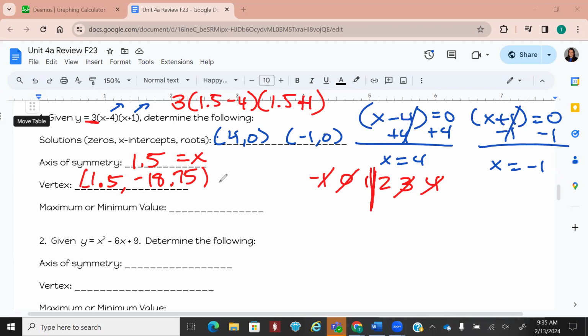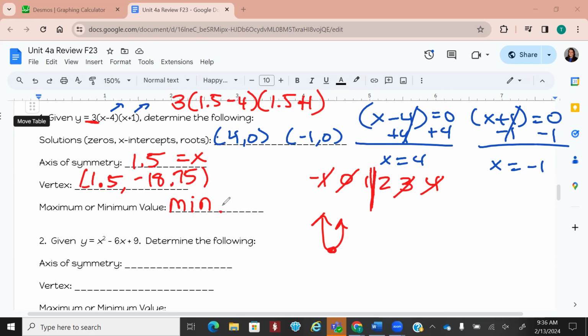Okay, is this a minimum or a maximum? And how do we know? Well, isn't this equation positive? Like there's no negative out front, right? So that means that it's going to be facing upwards. Does that have a minimum or a max? Minimum. So this guy's going to be a minimum.